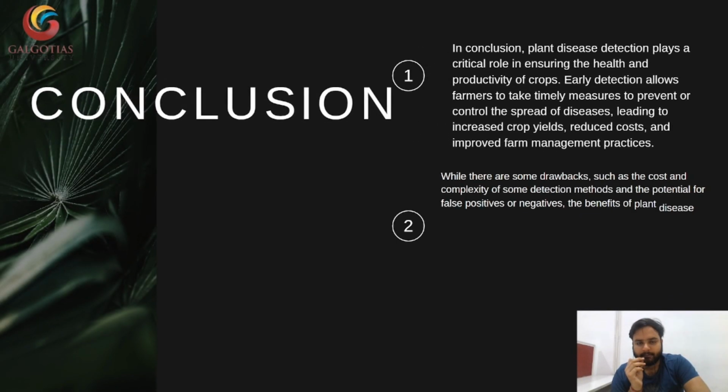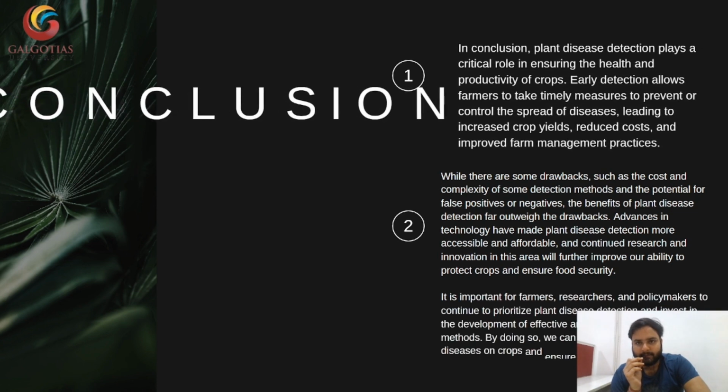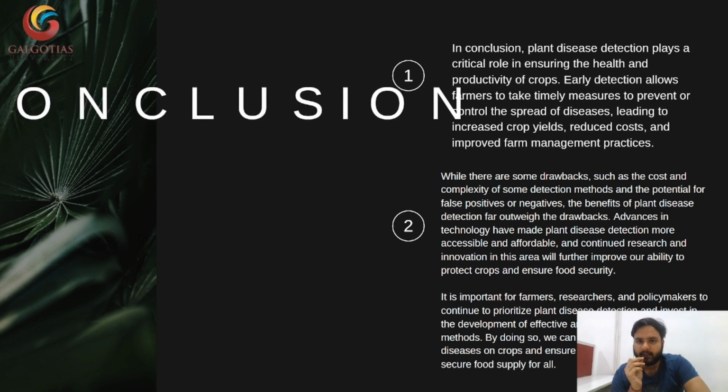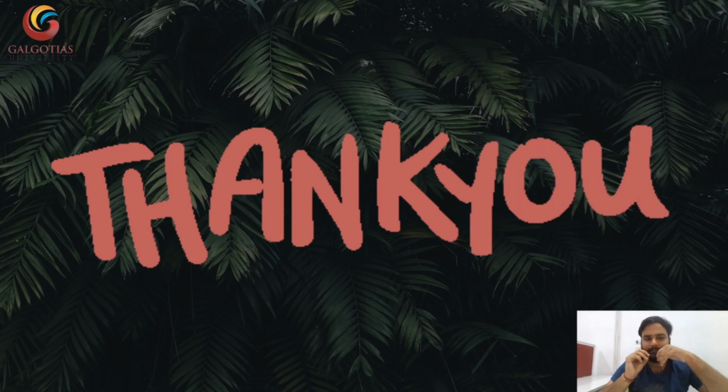So I'm here to conclude this topic: plant disease detection plays a critical role in ensuring the health and the productivity of a crop. Early detection allows farmers to take timely measures to prevent or control the spread of disease, leading to better crop yield and reduced cost, and improved farm management practices. So my presentation is over.